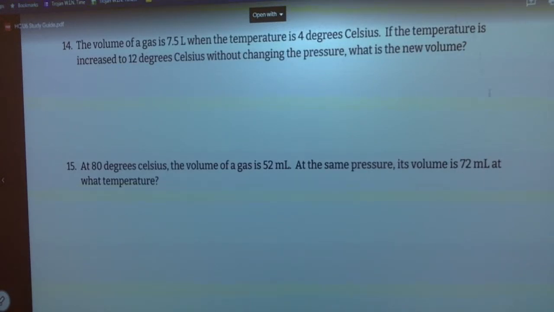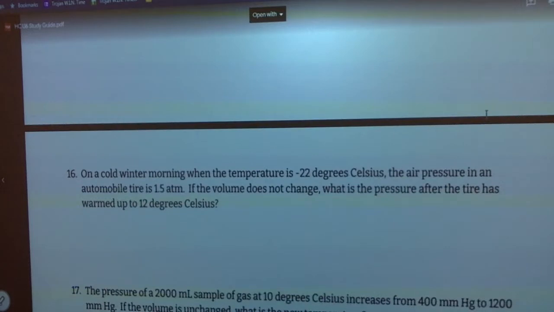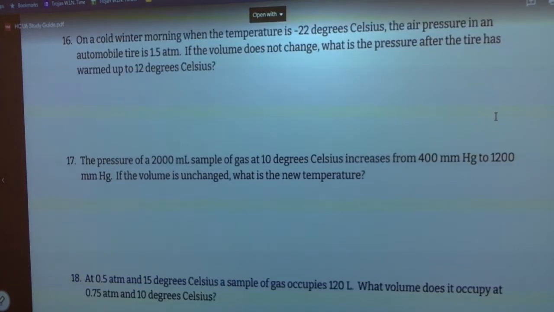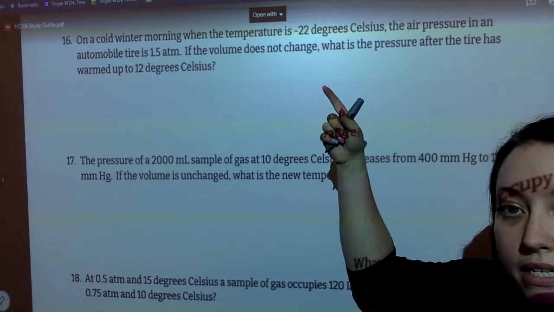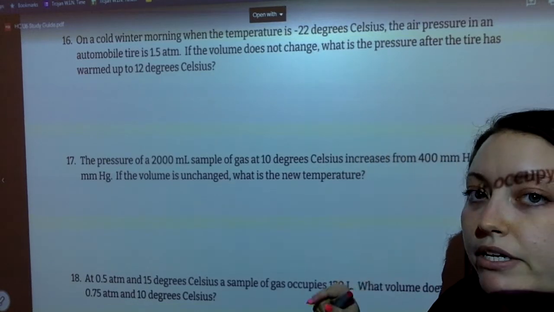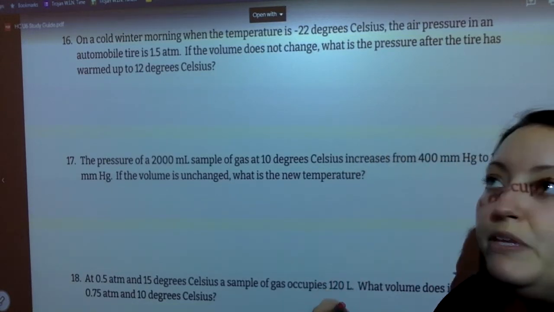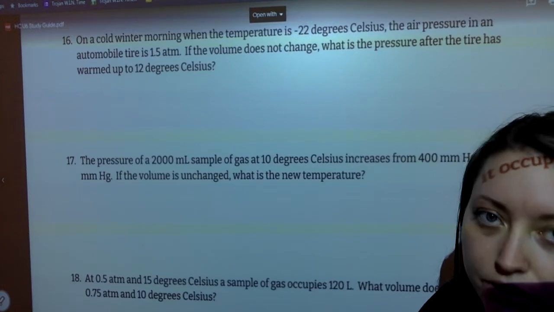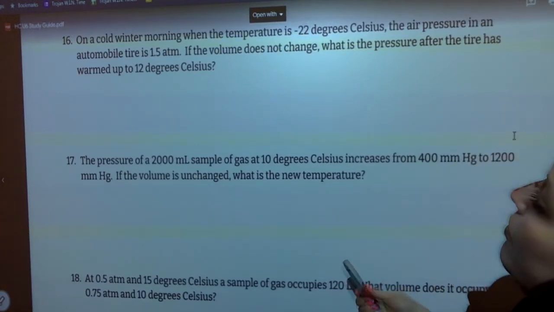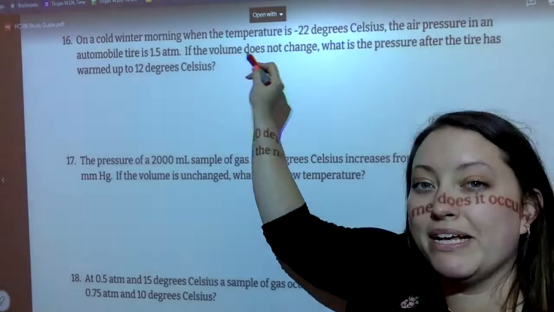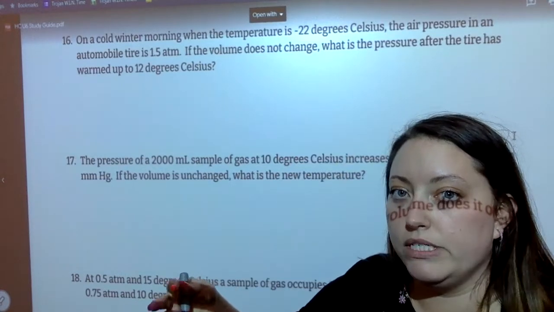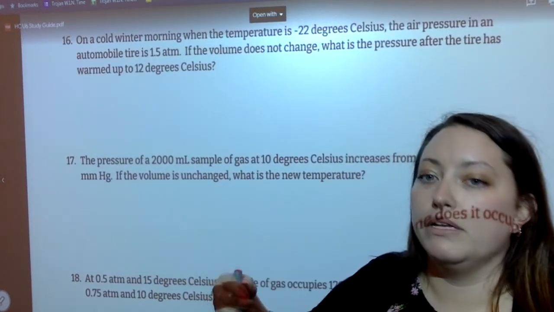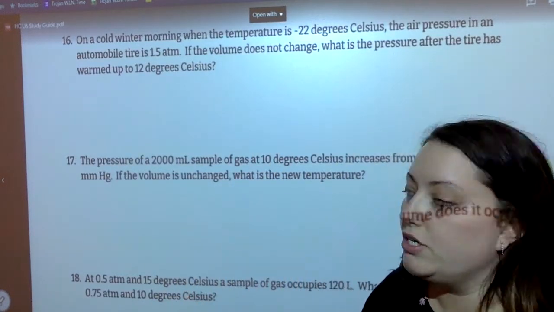Let's see. So let's do new 16. I think that's Gay-Lussac. Yeah, it is. All right, so Gay-Lussac's law, we're going to do 16. Gay-Lussac's law is looking at pressure and temperature. We're assuming that the volume was not intentionally changed. So it says volume has not changed, so that's how you know it's going to be Gay-Lussac's law, because volume is consistent, it's not changing.